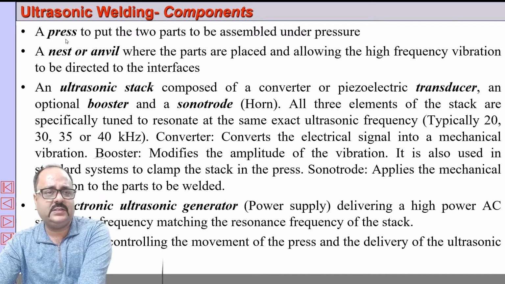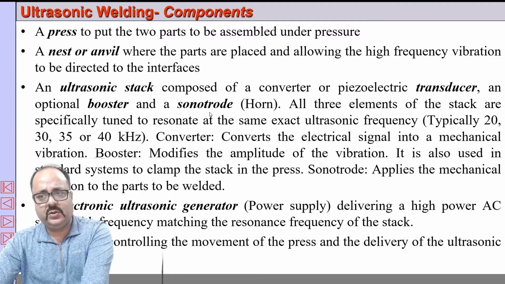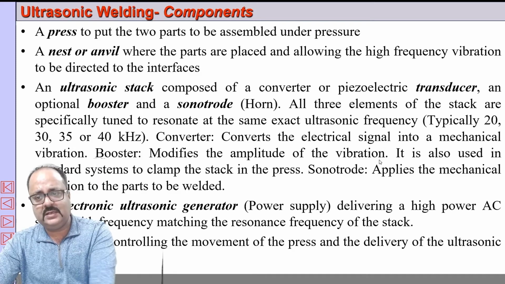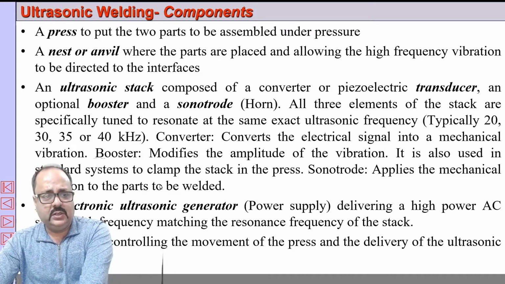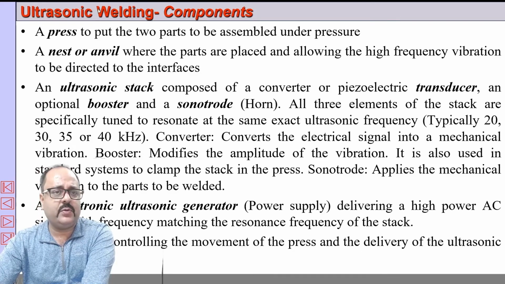Okay, so what are the components? You have a press which applies a static compressive pressure. You have a nest and anvil on which the two metal pieces are placed, and the ultrasonic stack consists of the booster, the sonotrode, that is the horn, and the transducers. The converter converts the electrical signal into mechanical vibrations, and the booster modifies the amplitude of the vibrations, that is, increases the amplitude. We require a higher amplitude, and the sonotrode applies the mechanical vibration to the parts to be welded. And we have an electronic ultrasonic generator, which is the power supply, which is basically high frequency alternating current, and we have a controller to control the movement of the press and delivery of the ultrasonic energy. So these are the basic components that are required.